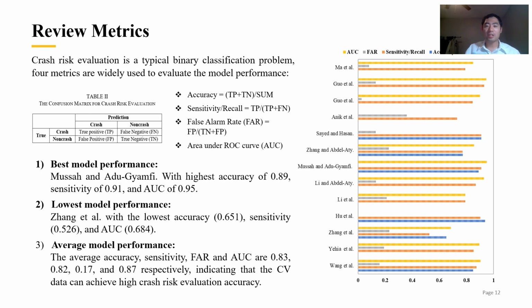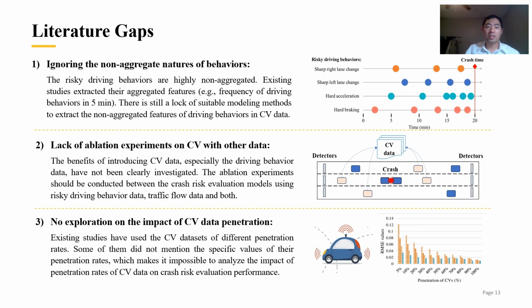But as we can see, the average model performance of those studies is not very bad, and the average accuracy and AUC are all over 0.8. So such results indicate that the CV data can achieve relatively high crash risk evaluation accuracy, and maybe they can do better than the traditional fixed detector data.